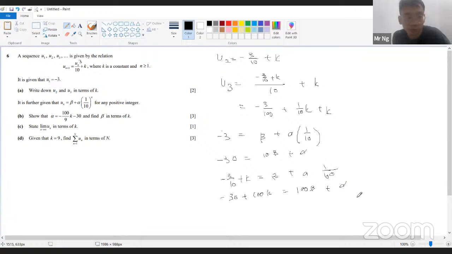Okay, so we need to show alpha. So this one is 1, then is 2. So I'm gonna take 1 times 100 to offset it first, outside the beta first. So 1 times 100 is minus 3000, then after that plus 30, then minus 100k equals to, is it 1 times 100? 1 times 10, sorry.